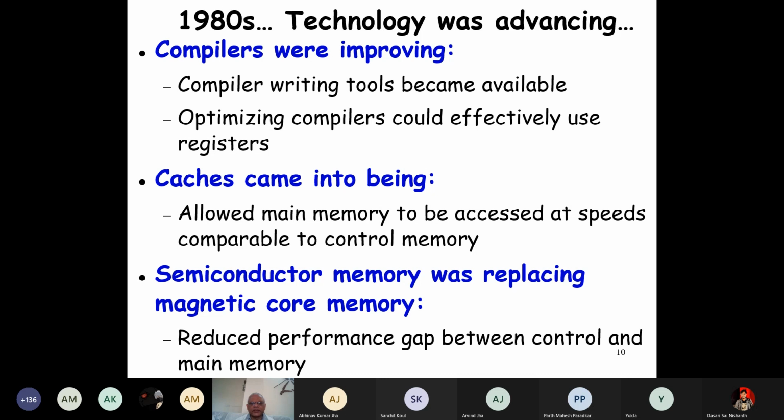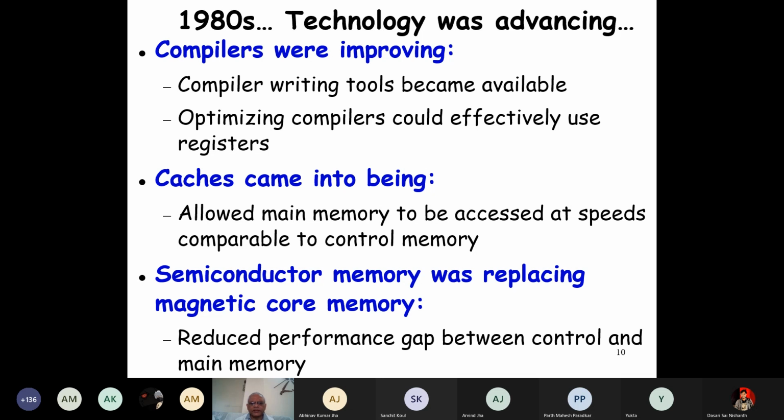But then the compilers were improving. Compiler writing tools, lexical analysis, semantic analysis became available. Optimizing compilers became available. And slowly the number of semiconductors increased, and we could afford caches inside the processor. Initially outside the processor, and then later inside the processor, caches were available.